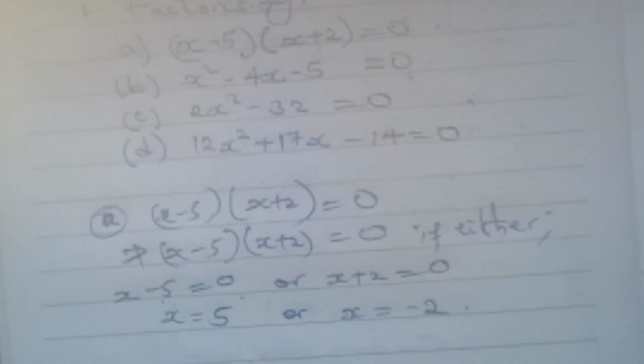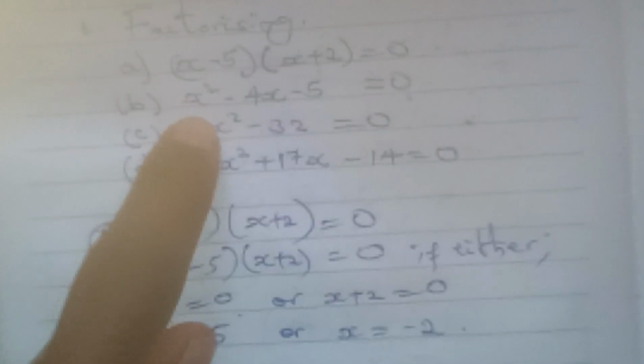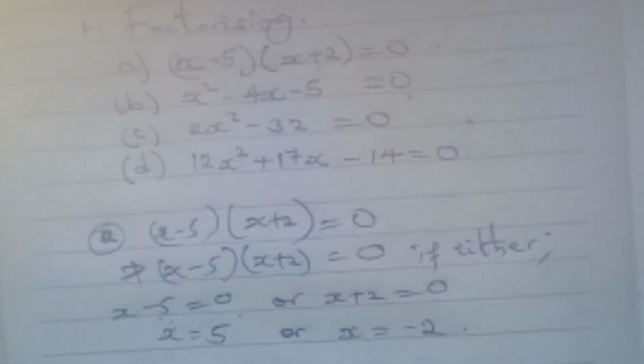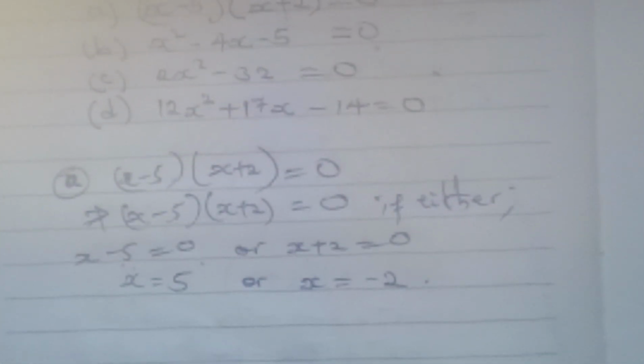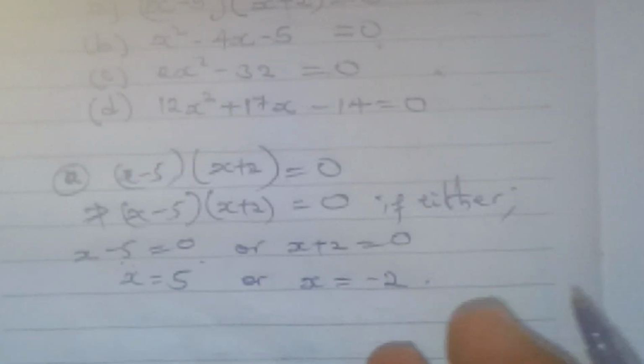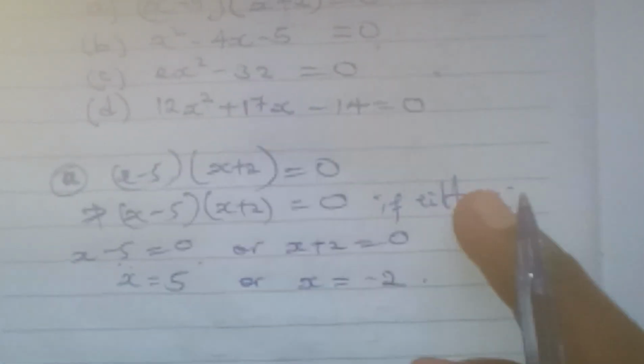So let's go to the next one, that's B: x squared minus 4x minus 5 equals 0. As you can observe, for that first number we had already factorized the quadratic expression, so we only had to use the given factors to get the solution to the equation. Okay, so let's go to the next one, that's B.